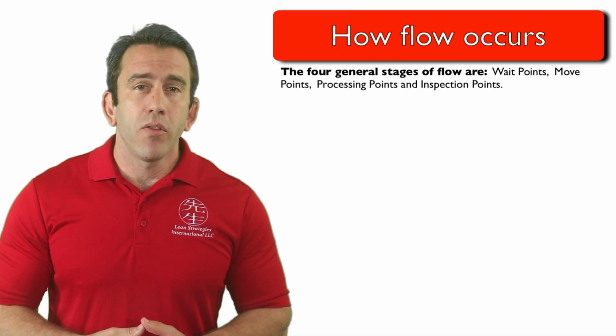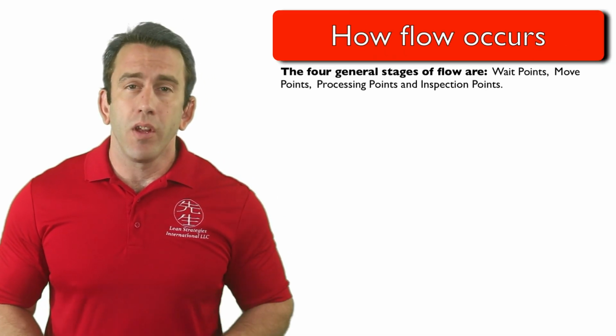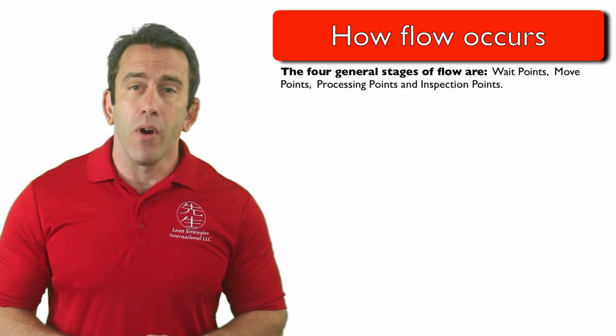When looking at the production of materials or information, it is important to understand how flow occurs. With this in mind, we can break the flow of production down into four general stages: wait points, move points, processing points, and inspection points.